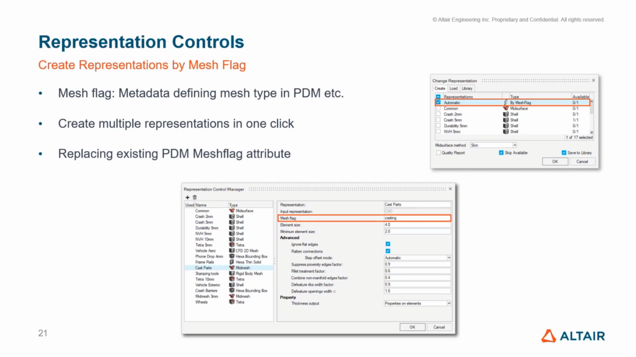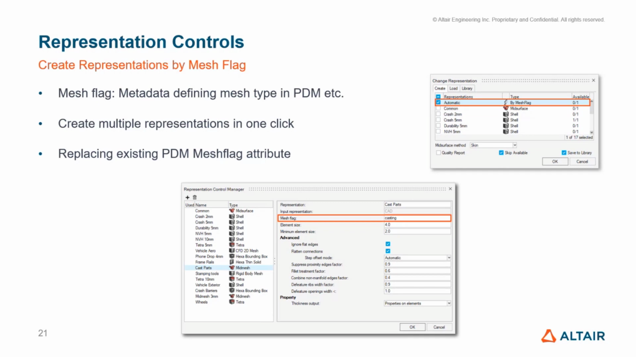For example, in this slide we can see in the image in the middle that we have a control named cast parts with its mesh flag set to casting. If we select, let's say, a part with its PDM mesh flag also set to casting, click on rep create and select the automatic option, then HyperMesh is going to pair up the part with the control, and will know that a representation for that part should be created using the cast parts control.